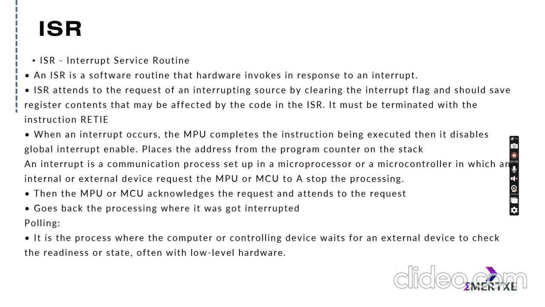Going to the interrupt service routine. It is a function triggered by an interrupt request from hardware or software. It helps the microcontroller handle real-time tasks efficiently by pausing the current operations, executing the ISR, and resuming the previous process. When an interrupt occurs, the microcontroller completes the instruction that is being executed, then disables the global interrupt enable, and places the address from the program counter on the stack.